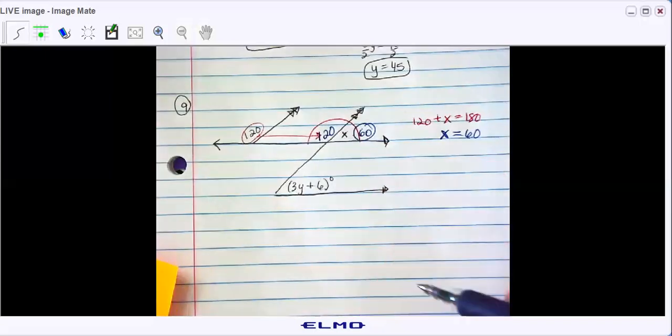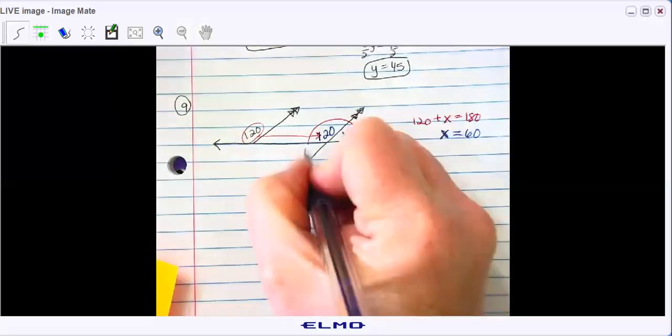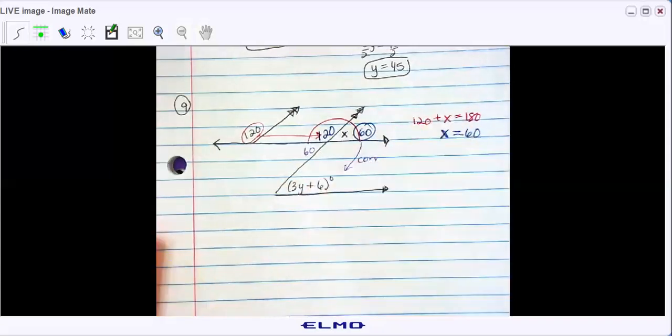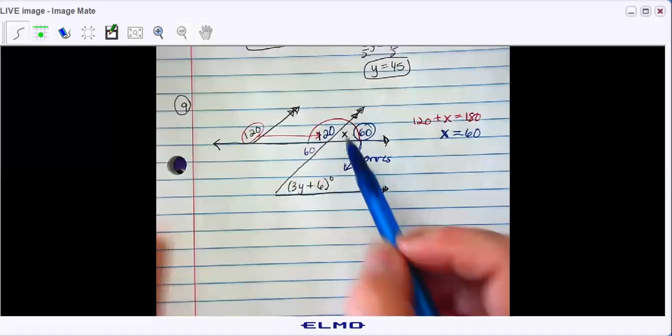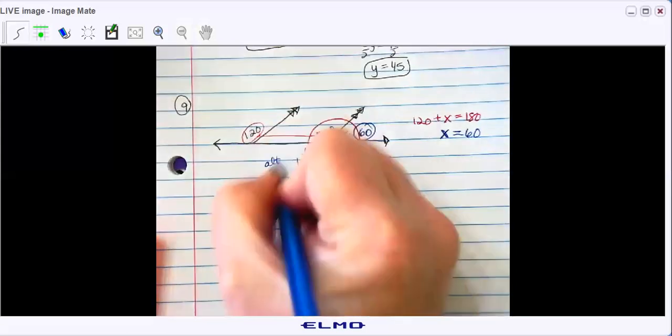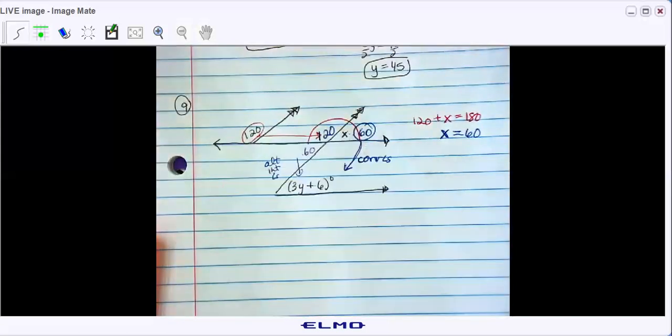Now, guys, that's not the only way to do this. Honestly, I could have said, well, I know that that's 60 because that's a vertical angle. But I'm going to, okay, these are corresponding. Those right there are corresponding. But I could have said this is a vertical angle. And then I could have said that these are alternate interior angles. So see how I can get the same answer using a different relationship.